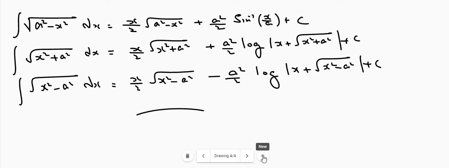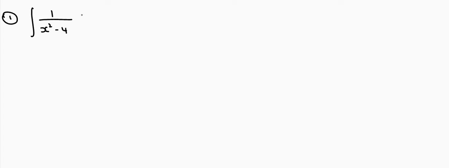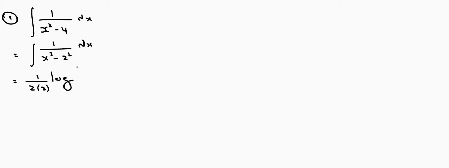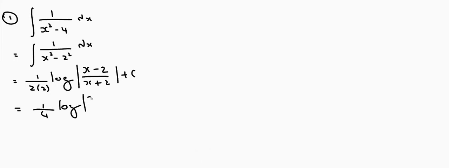of this type. Question number 1, integral 1 by x square minus 4 dx. This is of the type integral 1 by x square minus a square, which is 1 by 2a log modulus x minus a by x plus a plus c, which is equal to 1 by 4 log modulus x minus 2 by x plus 2 plus c.